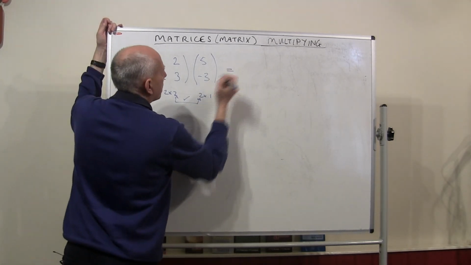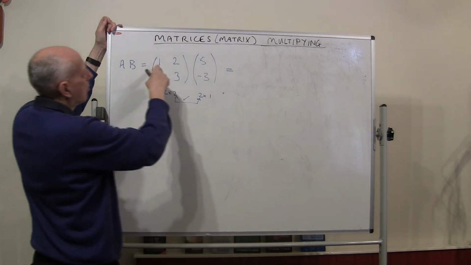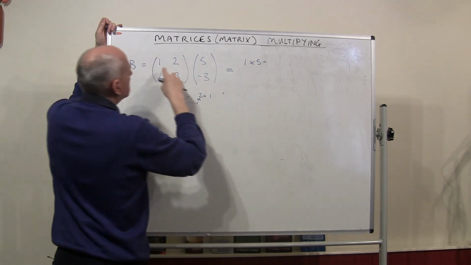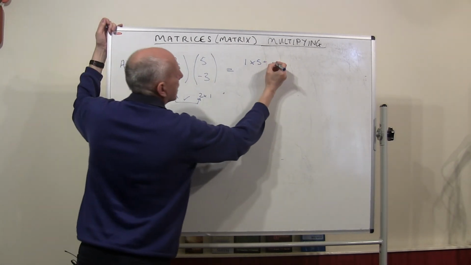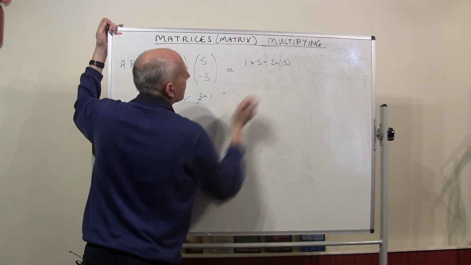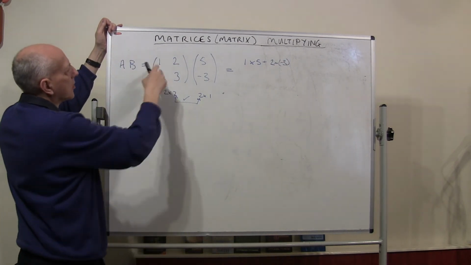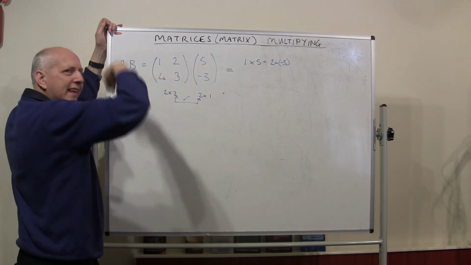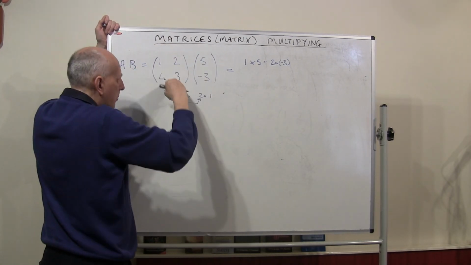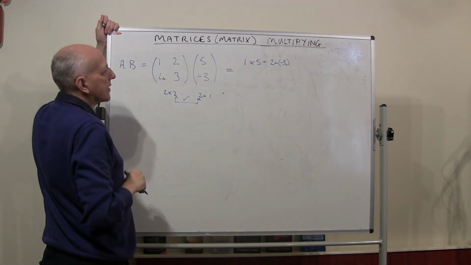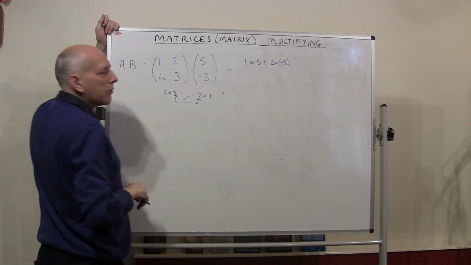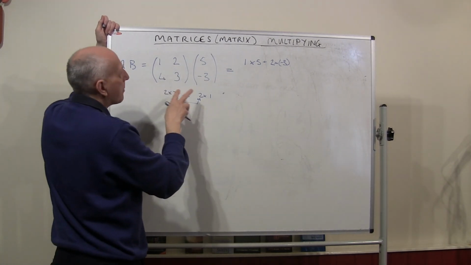So we've got 1 times 5 plus 2 times minus 3. So that times that, then that times that. So it's like an L shape, is the way of thinking of it. Go along and down. And then we drop down to the next one and repeat that process. Okay? So that's my top, that's going to end up adding up to my top number, my top element.